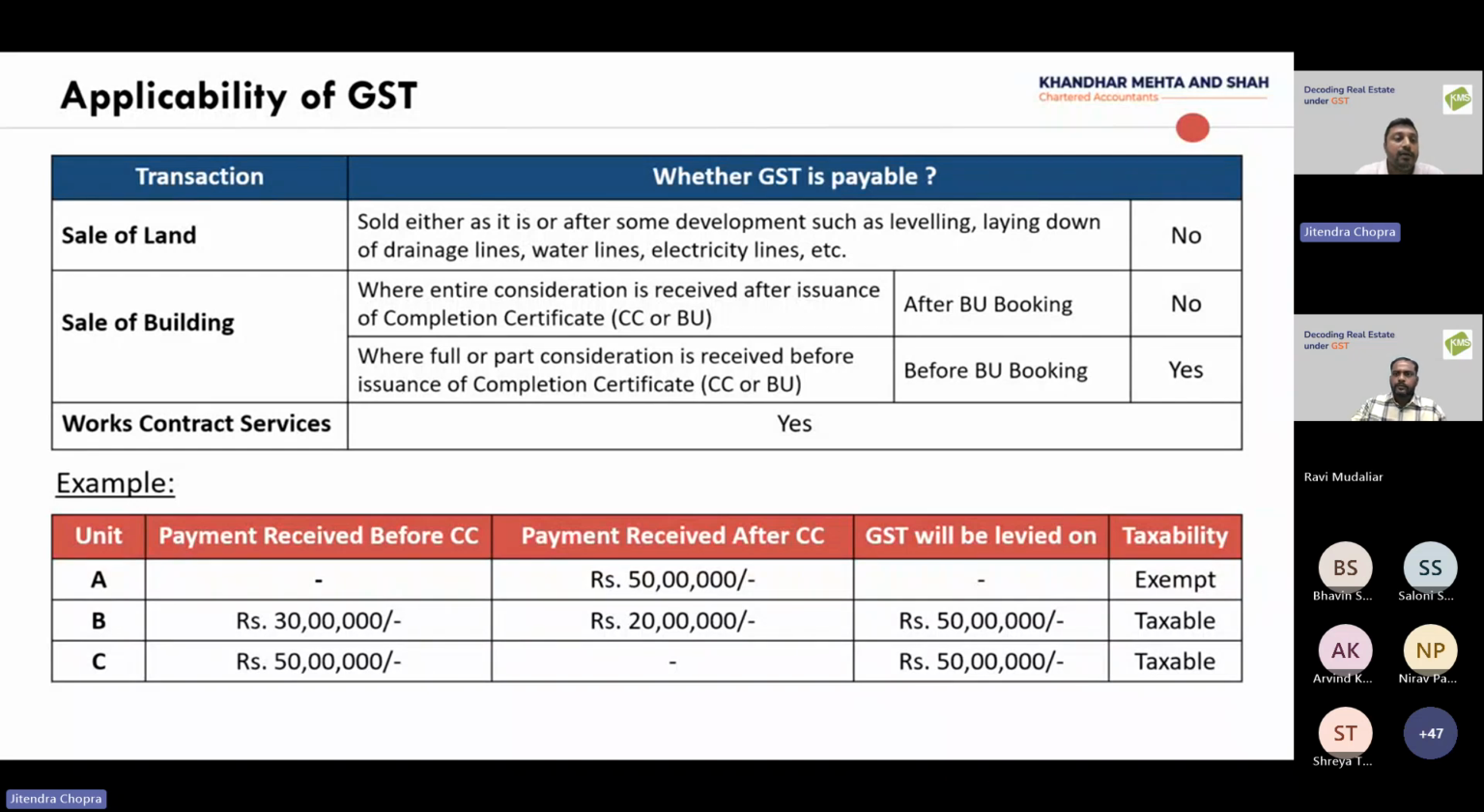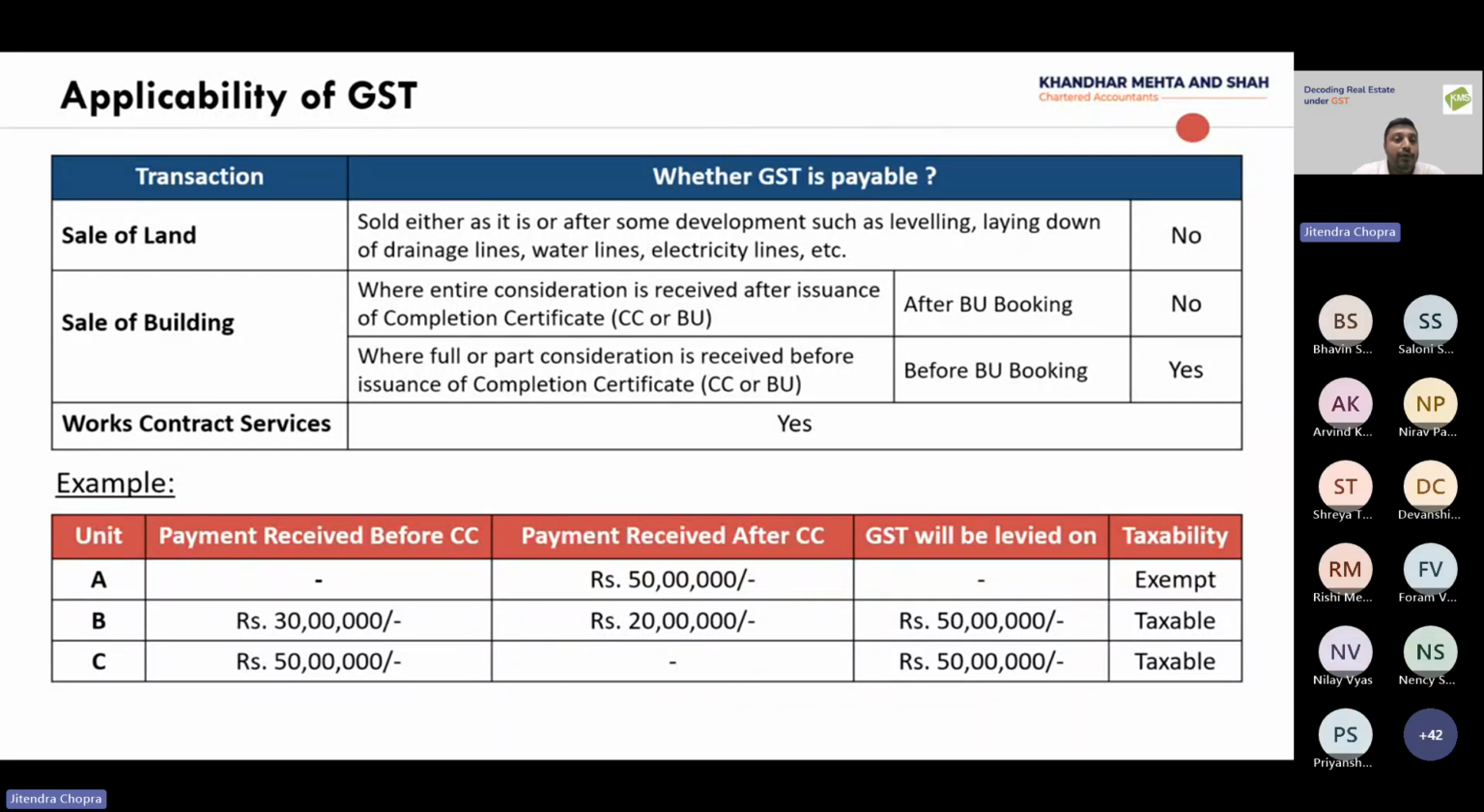In this slide, for unit A, the entire amount is received after the completion certificate, so GST will not be applicable. For unit B, with part payment before the completion certificate, the entire 50 lakh becomes taxable. For unit C, the entire payment received before the completion certificate is fully taxable. Many clients make one common mistake: they believe only the advance received before completion is taxable. That is incorrect. If any amount is received before completion, the whole transaction becomes taxable.